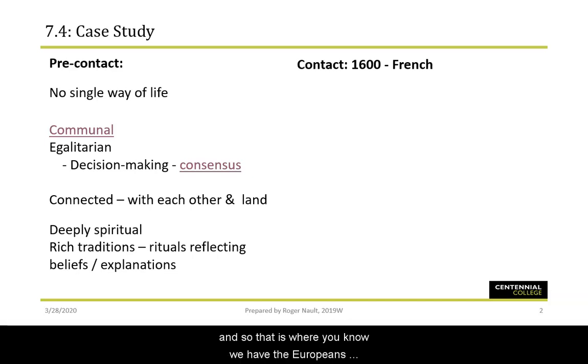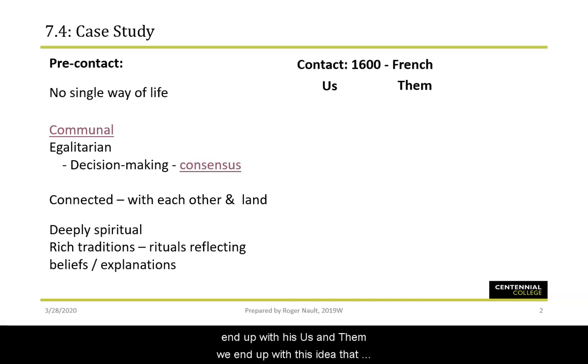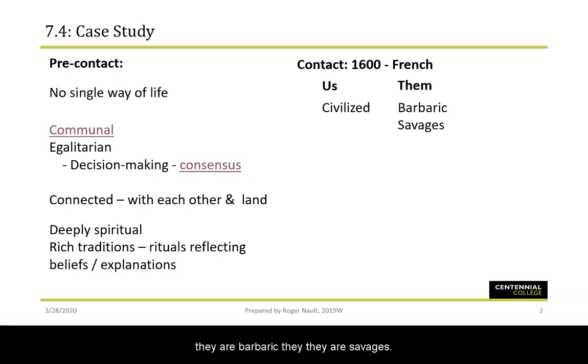And so that is where we have the Europeans coming in, and now we have this us and them, where we are the Europeans, they are the Indigenous peoples. And as we've heard before in the course, when we end up with this us and them, we end up with this idea that, of course, we are civilized, and it is they who are uncivilized. They are barbaric. They are savages.